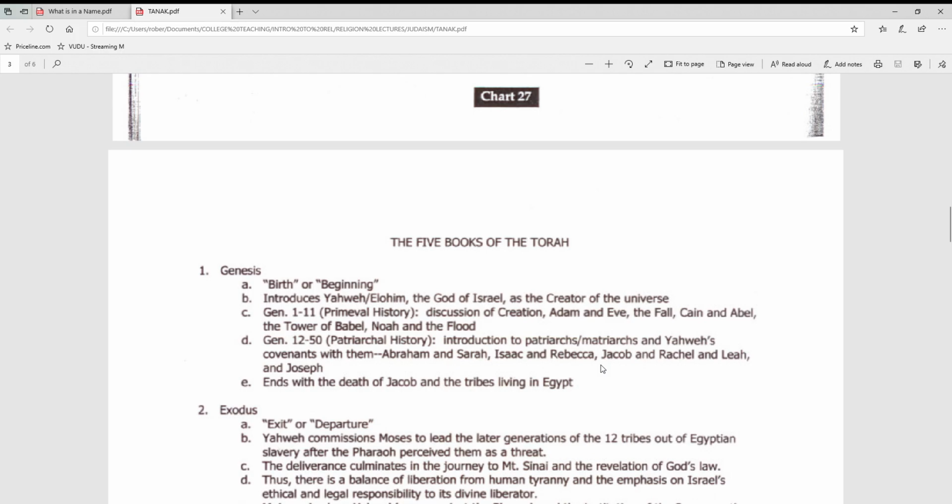So it goes over creation. Genesis 1, 2, and 3 go over creation with the two different cosmogonies, the two creation stories, right? That we talked about earlier in the course.